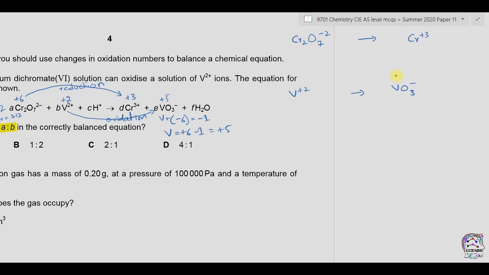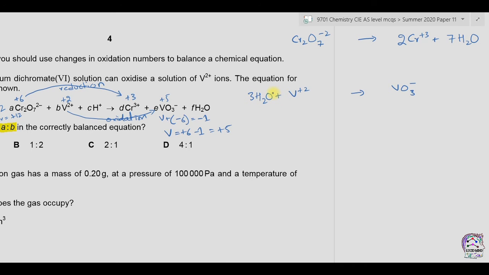Now the second step is to balance the atoms other than oxygen and hydrogen. There are 2 chromium on the reactant side, so we balance chromium with 2 on the product side, and vanadium is also balanced. Now balance the number of oxygen atoms by adding water molecules on the opposite side. With Cr2O7 there are 7 oxygen atoms, so we have to add 7 water molecules on the product side in order to balance the oxygen atoms. Similarly, for the oxidation equation, we can add 3 water molecules to the reactant side in order to balance the number of oxygens.